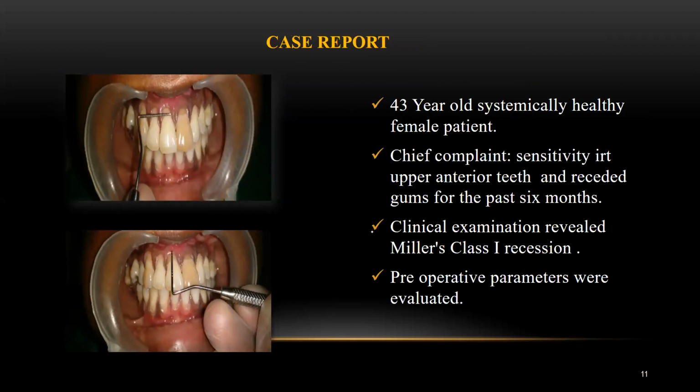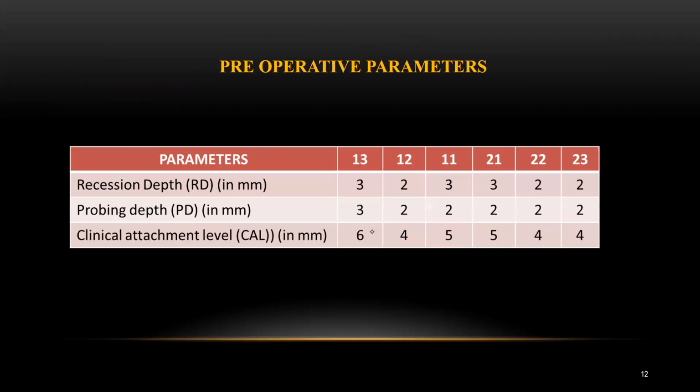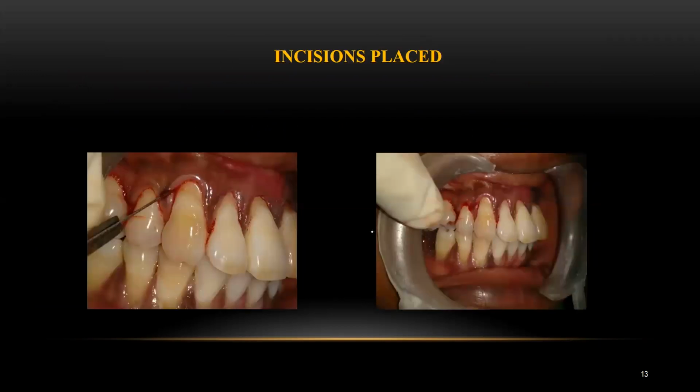Moving on with the case report, a 43-year-old female patient who was systemically healthy reported with a chief complaint of sensitivity in relation to her upper anterior teeth and receded gums for the past 6 months. On clinical examination, she was diagnosed with Miller's class 1 recession, and the preoperative parameters were evaluated, like the recession depth, the probing depth, and the clinical attachment level.